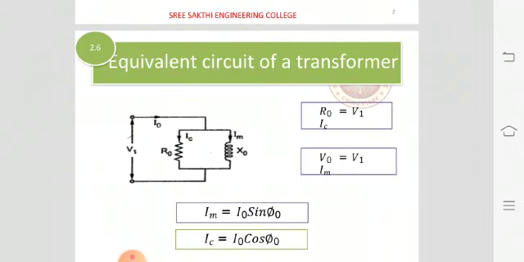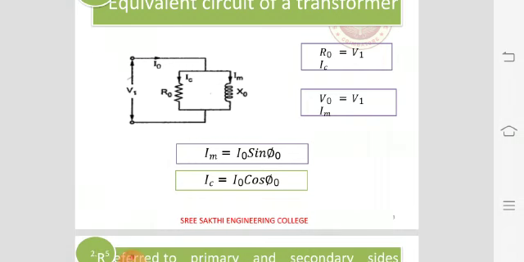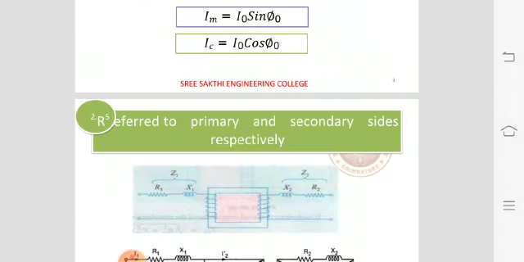So here we can see the equivalent circuit of a transformer. In that we have a resistance R0 and a reactance X0, where the current flowing in the X0 is Im and the current in R0 is Ic. So R0 with Ic is equal to V1 and X0 with Im is equal to V1. Similarly, Im is equal to I0 sin φ0 and Ic is equal to I0 cos φ0.